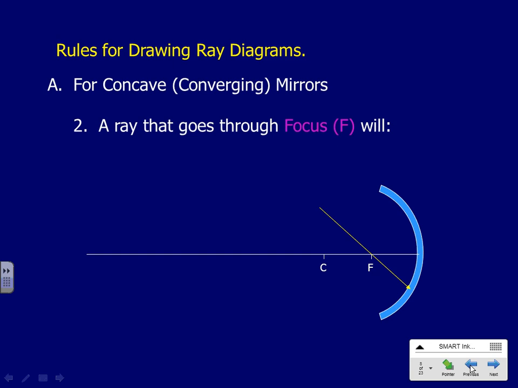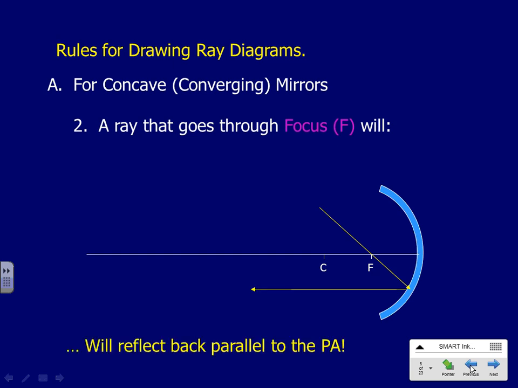There it goes. A ray that goes through F will now emerge parallel, so I need to line this up as best I can so it comes out parallel to the principal axis. And I'm going to call that number 2. And is my line parallel? Not bad. That's why I like using the graph paper, because I can see if I'm parallel or not. Okay? So it will emerge parallel to the PA. Parallel to the PA. All right?